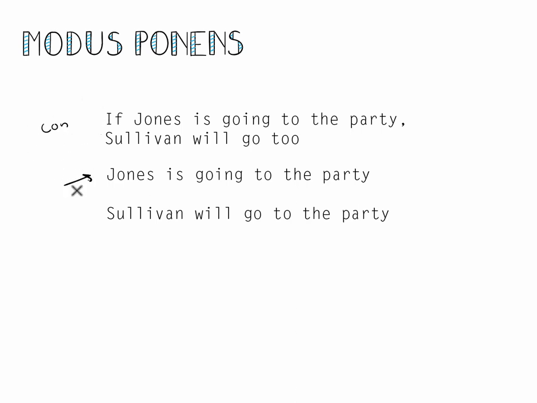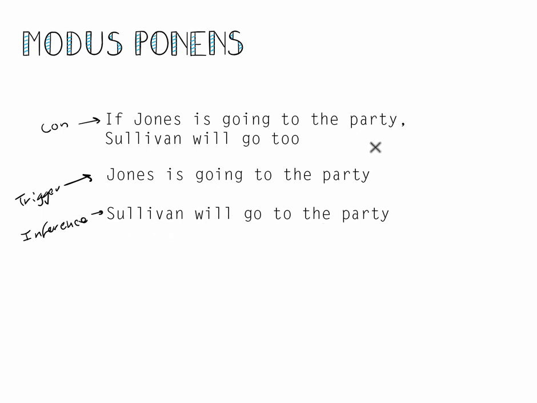This statement acts like a trigger for the rule. It tells us that the sufficient condition is going to occur. And then that allows us to make the inference that Sullivan will be going to the party as well. That necessary condition will occur as well. So if it's true that Jones is going to the party, and boom, we're told it is true, then it's true that Sullivan will go to the party as well.